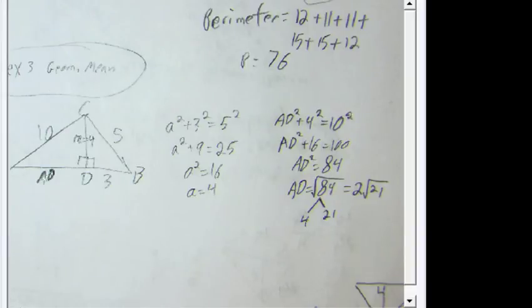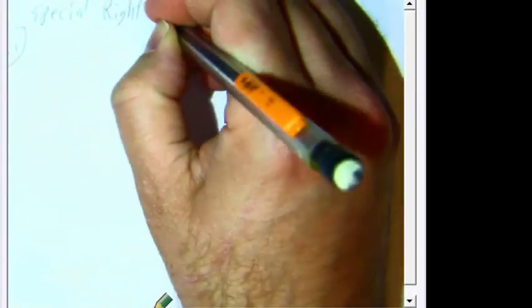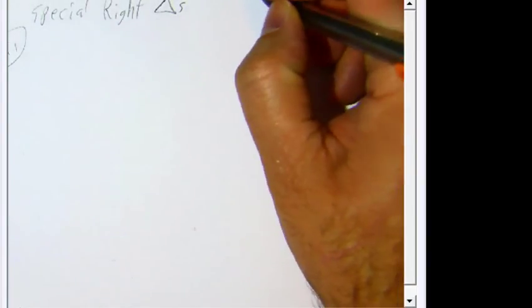Let's do an example or two of special right triangles here. So, first, I guess let's do the rules. There are two kinds of special right triangles.